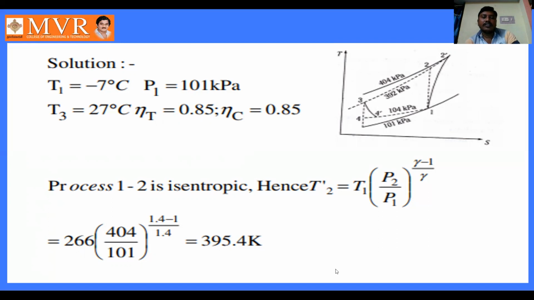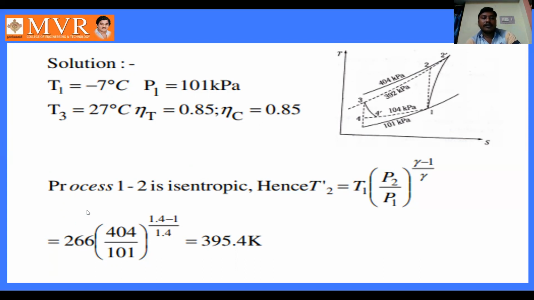See, we know already that T1 is equal to minus 7 degrees Celsius. Hence, we are going to get minus 7 degrees plus 273, converting this into Kelvin. And pressure P1 is the pressure of the air entering the compressor, 101 kilopascal. The efficiency of the turbine, 0.85, has been given, and efficiency of the compressor is equal to 0.85.